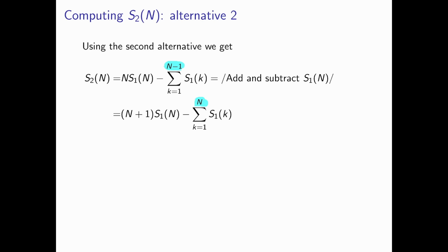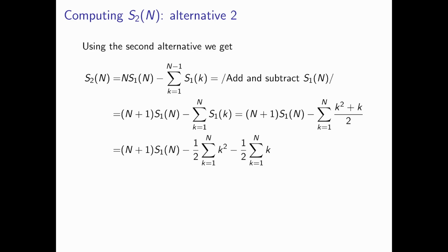And now we have the really fun situation where I know what s sub 1 of k is. I can rewrite this using my formula from before, and I get that this expression is equal to n plus 1 times s sub 1 of n minus the sum as k ranges from 1 to n of k squared plus k divided by 2. And now I do the same as I did for the previous alternative. I split this one up into two separate sums as follows. So I get that our expression is equal to n plus 1 times s sub 1 of n minus 1 half times the sum as k ranges from 1 to n of k squared minus 1 half times the sum as k ranges from 1 to n of k.